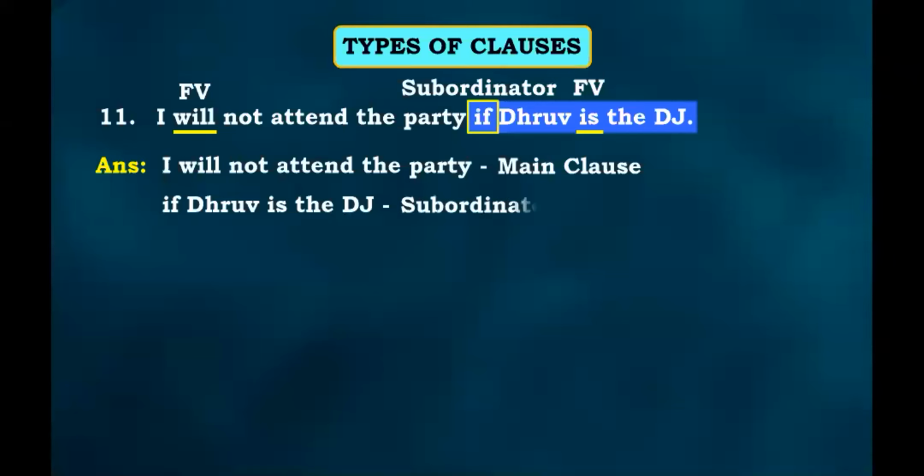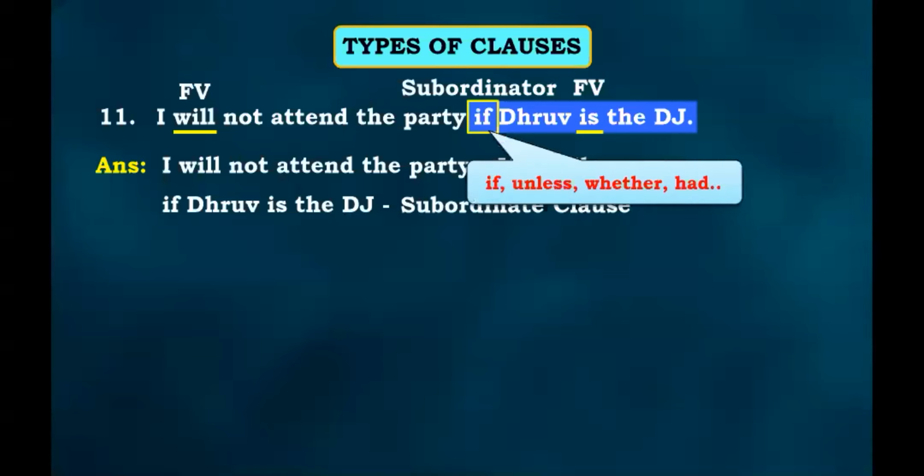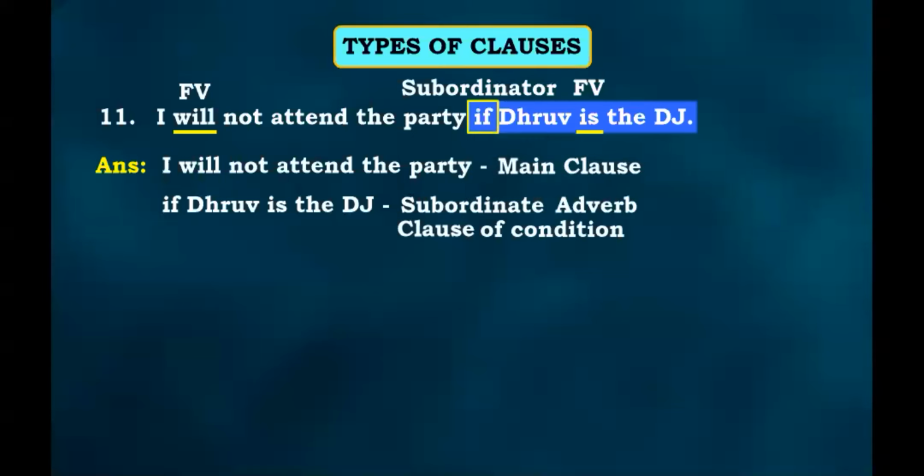Okay. Yes. So it is subordinate clause of condition. Here the subordinators look like if, unless, whether, or had. Okay. So it's condition. Here we are done with all the three types of subordinate clauses, and we have also seen the 9 types of adverb clauses. Very clear with this? Okay.